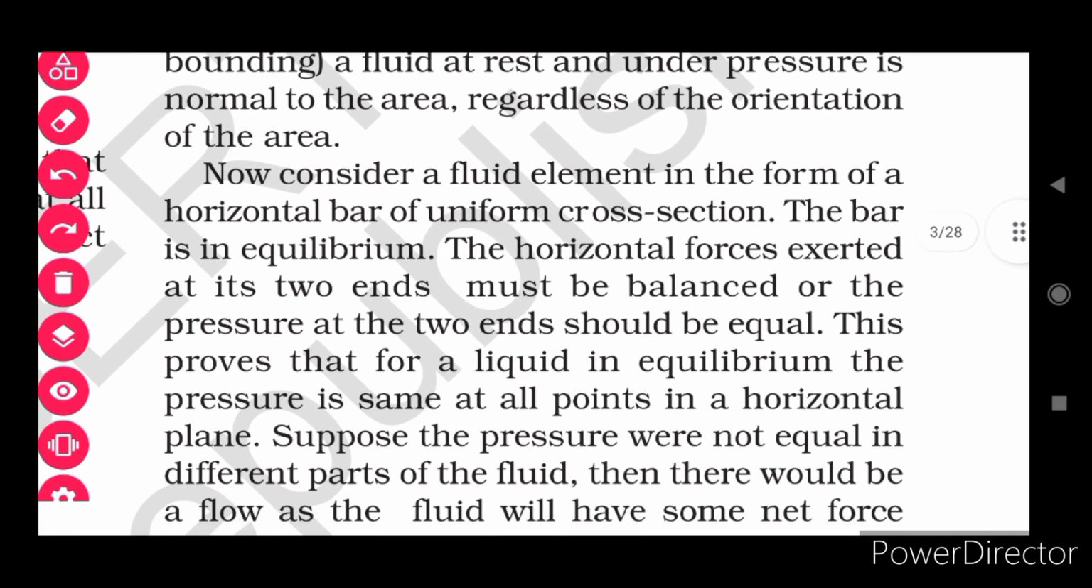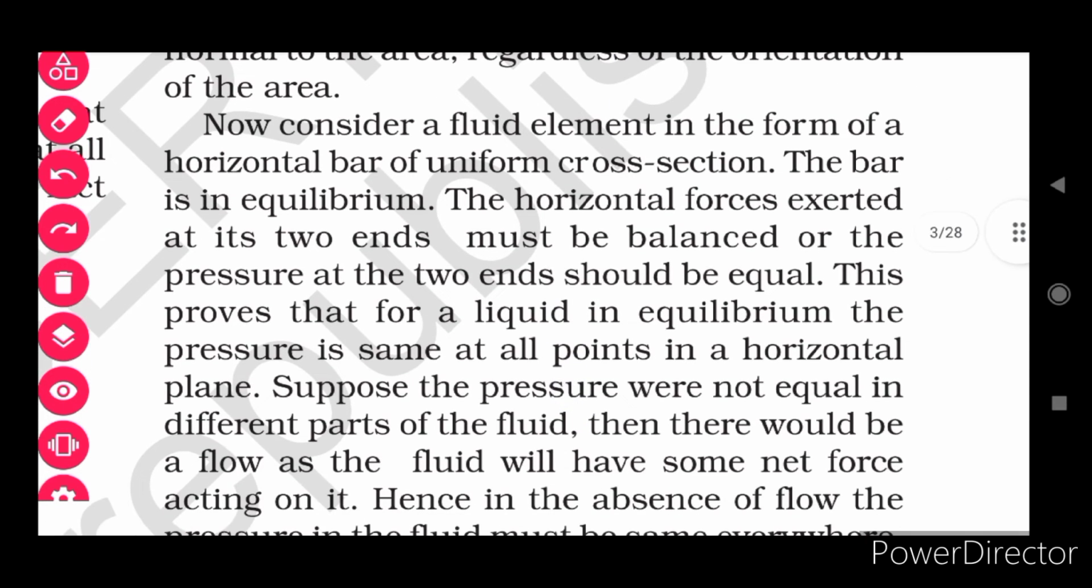Now consider a fluid element in the form of a horizontal bar of uniform cross section. The bar is in equilibrium. Again we can consider a fluid element in the shape of a horizontal bar like this in the fluid. The horizontal forces acting at its two ends must be balanced, or the pressure at the two ends should be equal. Just like we had proved, this is the horizontal bar, the horizontal forces should be balanced because the fluid is at rest. This proves that in a liquid in equilibrium, the pressure is the same at all points in a horizontal plane. So this is how we can prove this.